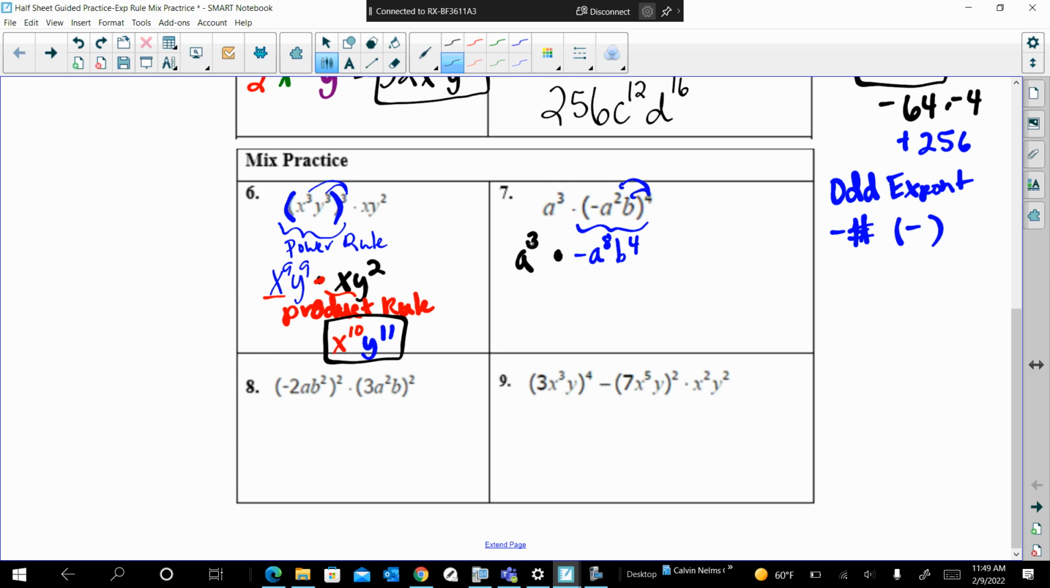Okay, so what does this now become? What are we going to do now? Which exponents can you add? Yeah, the a's. Because it's a product, you're multiplying, so you can add those. So what's our final answer? It'll be negative a to the what? To the 11th power and b to the 4th. Yes.